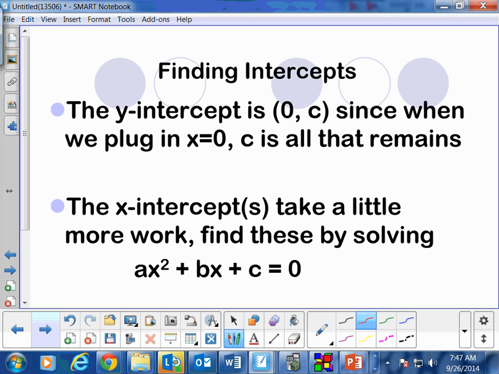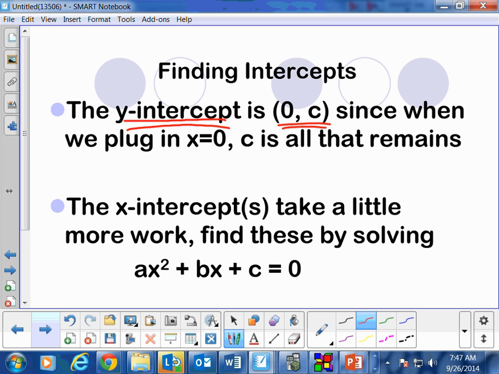Now the y-intercept is just really (0, c). Since we plug it in as x is 0, c is all that remains. So basically, it makes it easy. You just have to memorize the y-intercept is (0, c), and the explanation is at the bottom.